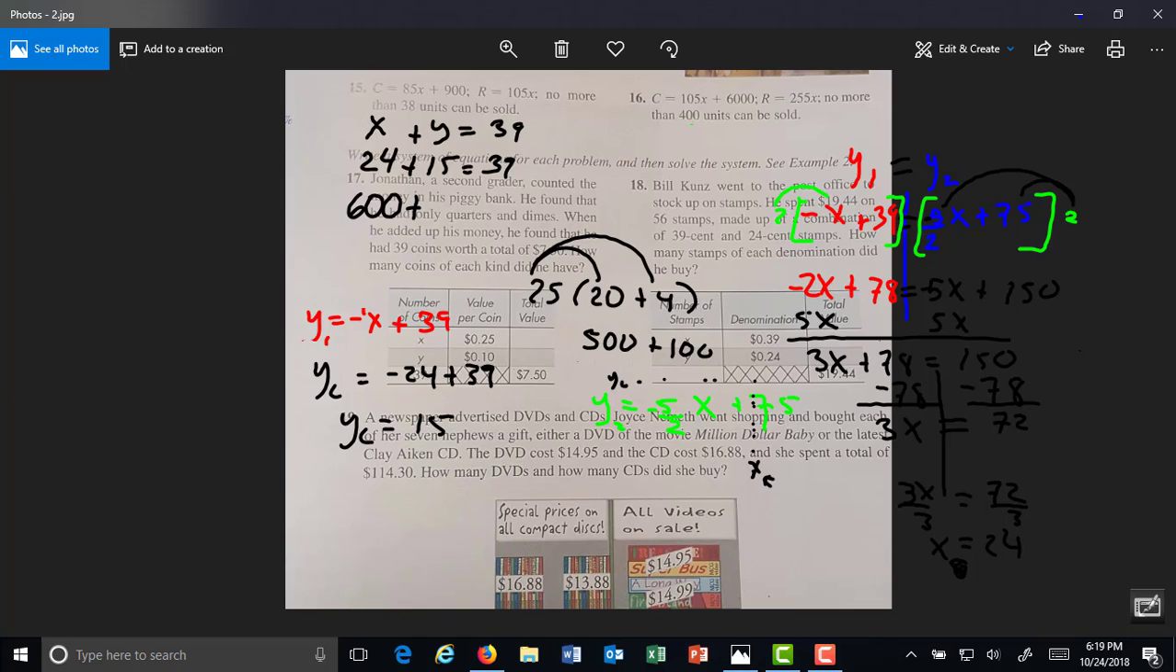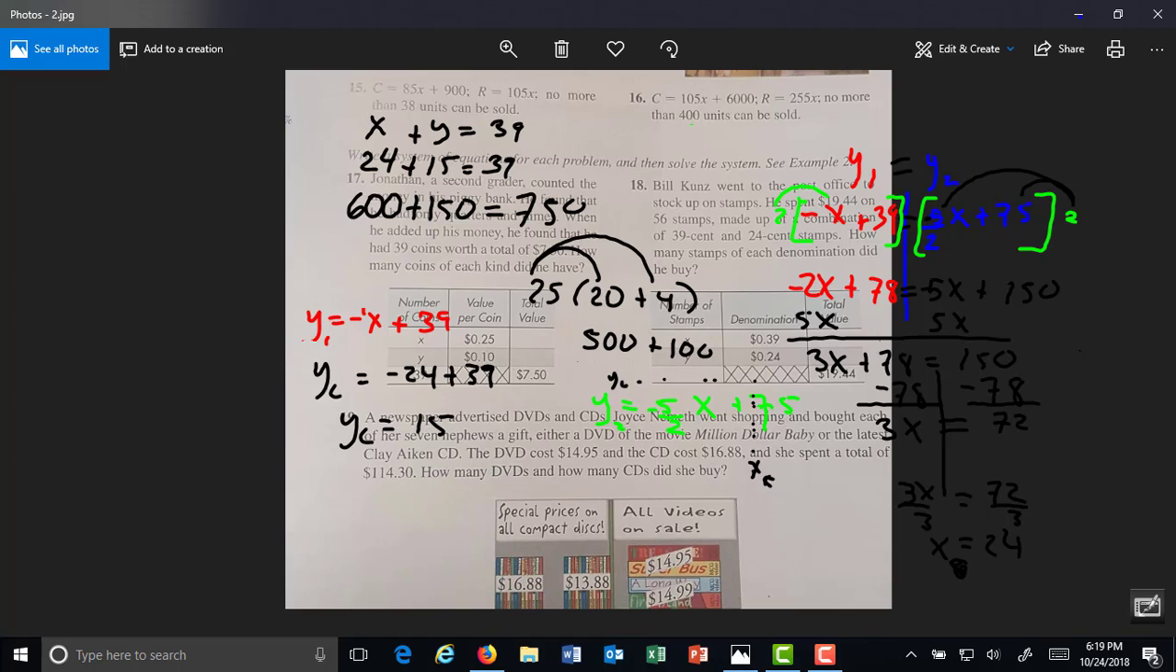And now, this is dimes, right? So we have 15 dimes. 15 dimes is $1.50, remember? And that did come out to a total of 750 pennies. Now, what equation did I put that in?